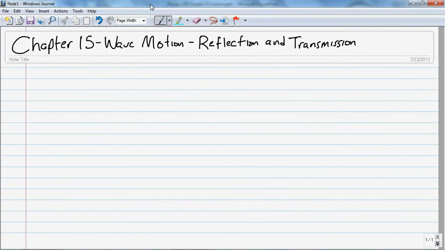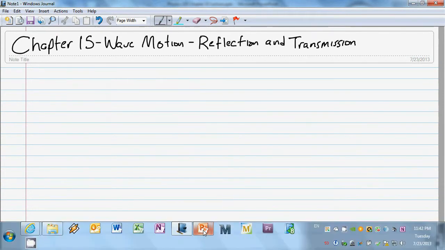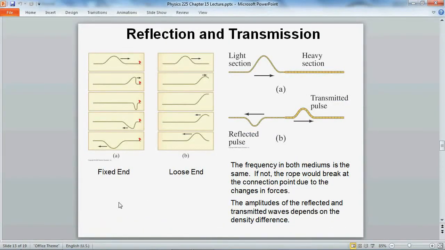In this video, we'll discuss reflection and transmission. I'm going to show the PowerPoint slide and we can discuss that. Even though these are for chords, we want to remember that in general this works for all different phenomena, whether it be water or some type of air pressure pulses. This works for all those different types of medium. It's just easiest to show this with a chord.